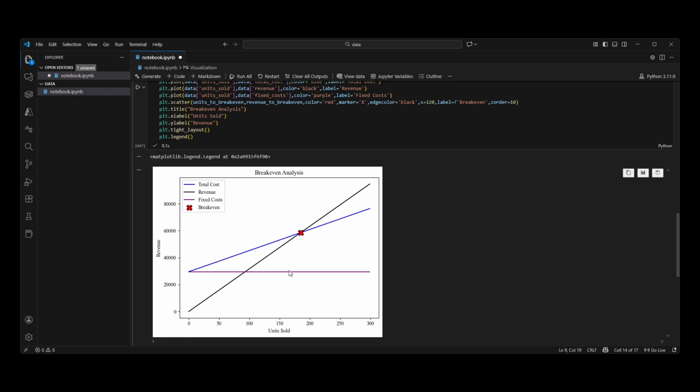We have our fixed costs. Those don't change, so it's a flat line. We have our revenue, which goes up with each unit sold. That is our black line. And we have our total cost, which is going to be the fixed cost plus the variable cost or direct cost of each unit sold. So our total cost is also going to increase. And what we're looking for, the true break even, is the point of convergence. And I have plotted a red X directly on that point in the center.